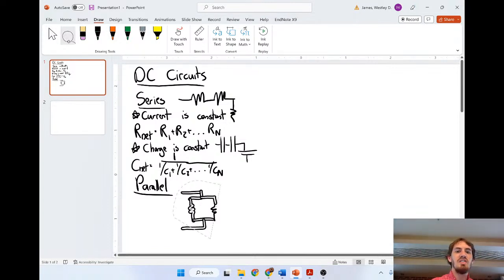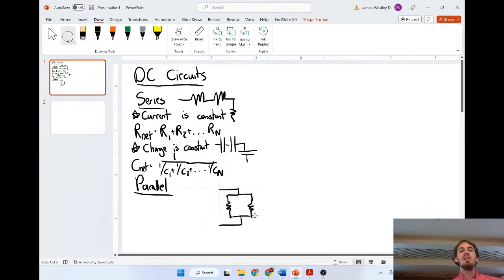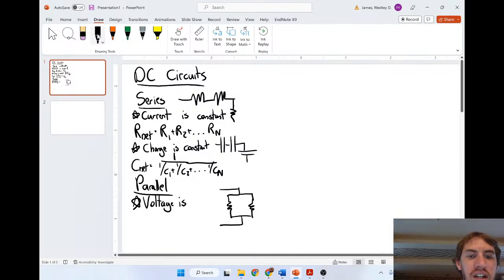They share the same wire. It doesn't matter that the wire splits. All that matters is that the same black lines touch both sides. And because of that, voltage is constant. Very, very important. Voltage is constant, meaning these both have the same voltage, meaning if I condense them into one, it also has the same voltage.